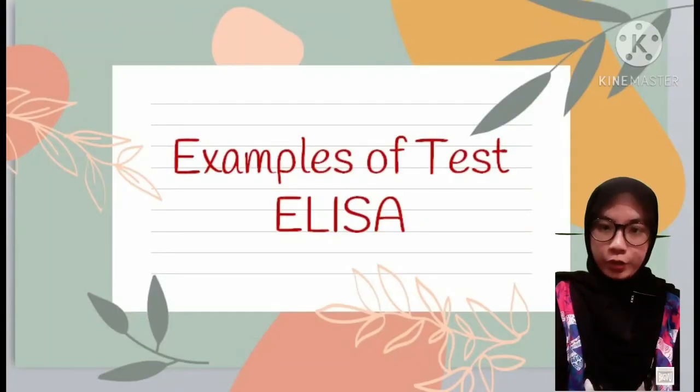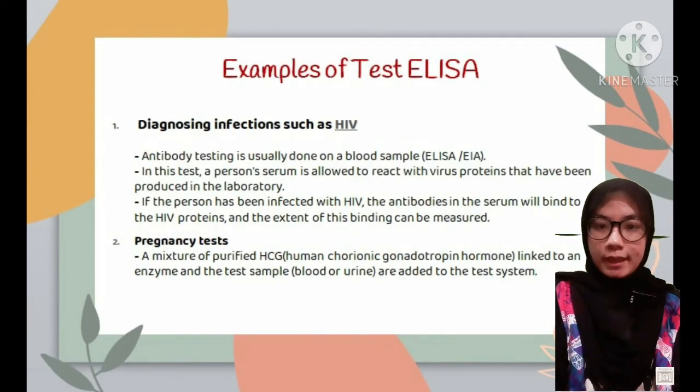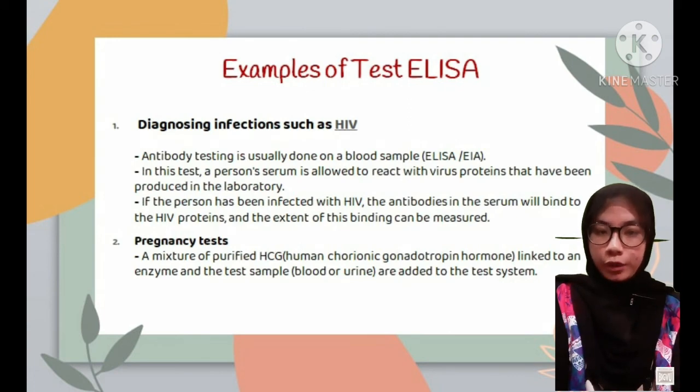I am going to present to you some example tests of ELISA. The first example is diagnosing infection such as HIV. Diagnosing infection is usually an antibody test done on a blood sample. In this test, a person's serum is allowed to react with virus protein that has been produced in the laboratory. If the person has been infected with HIV, the antibodies in the serum will bind to the HIV protein, and the extent of this binding can be measured.